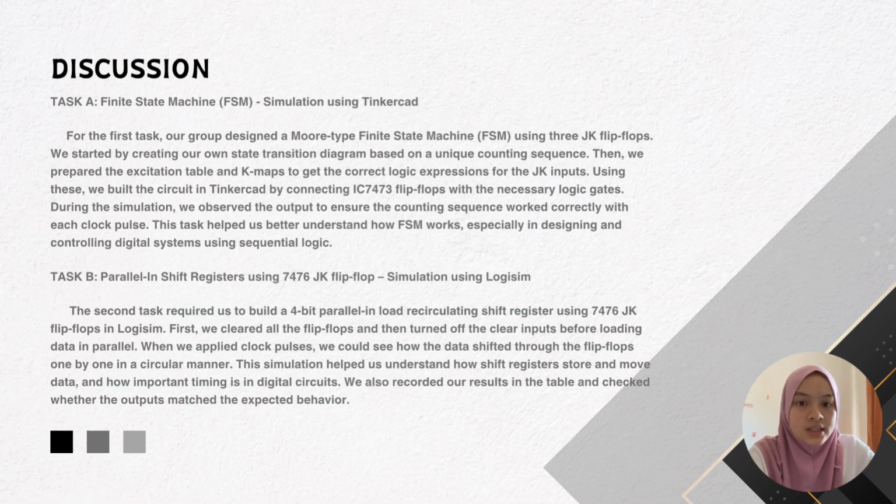And the second task, which is Task B, parallel-in shift registers using 7476 JK flip-flops, simulated using Logisim. The second task required us to build a 4-bit parallel-in load recirculating shift register using 7476 JK flip-flops in Logisim. First, we clear all the flip-flops and then turn off the clear inputs before loading data in parallel.